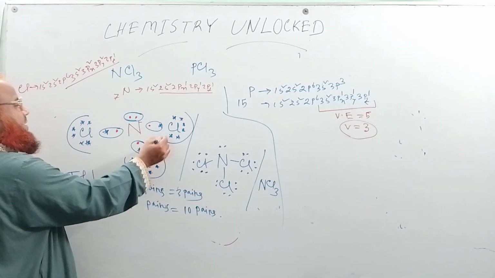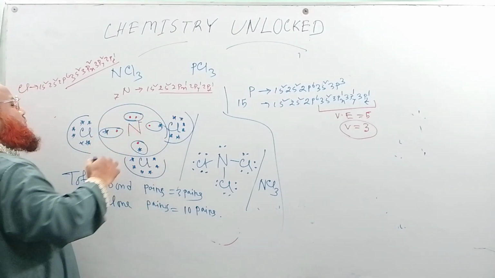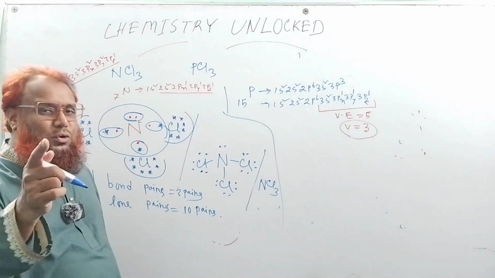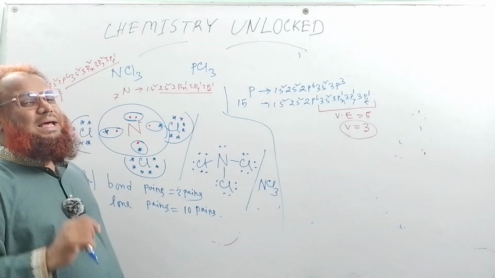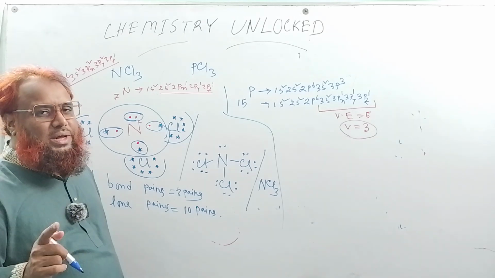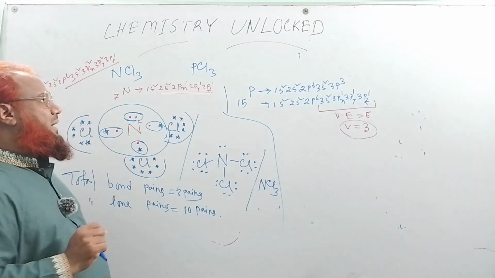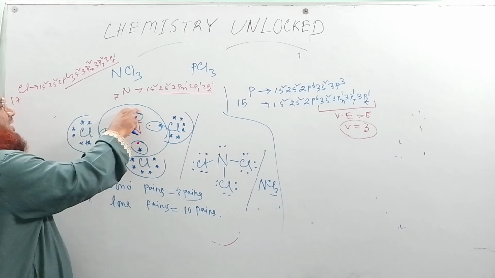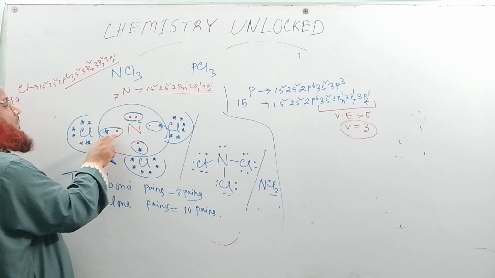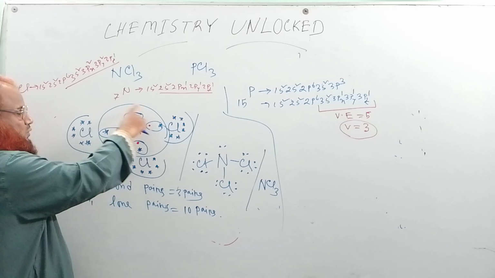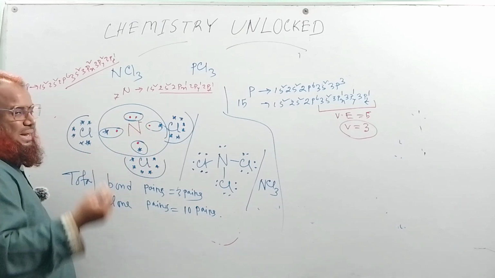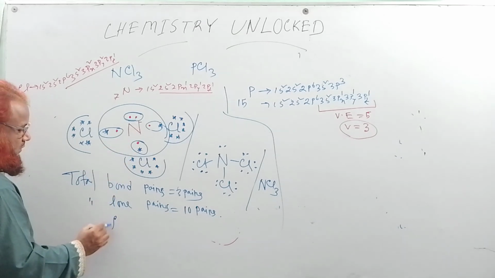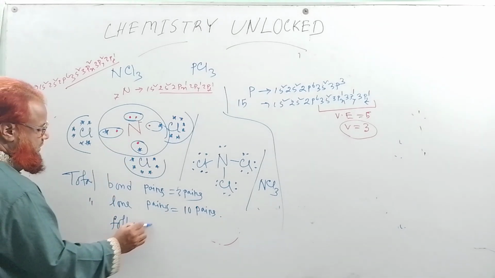So surrounding this central atom, we have to count the total number of electrons, including lone pair and bond pair. Again I am saying, including lone pair and bond pair. Okay. So 2, 2, and 2 and another 2. This is bond pair, bond pair, bond pair, and one lone pair here. So the total is 8. It means it follows the octet rule.